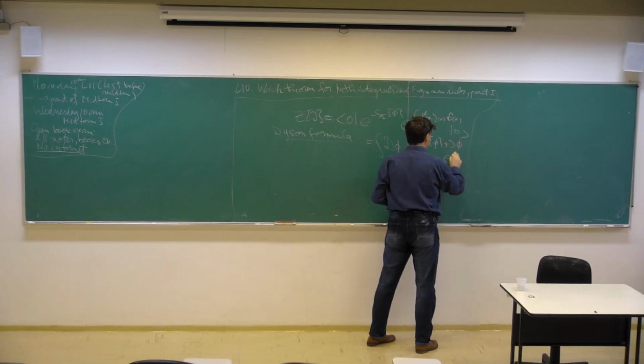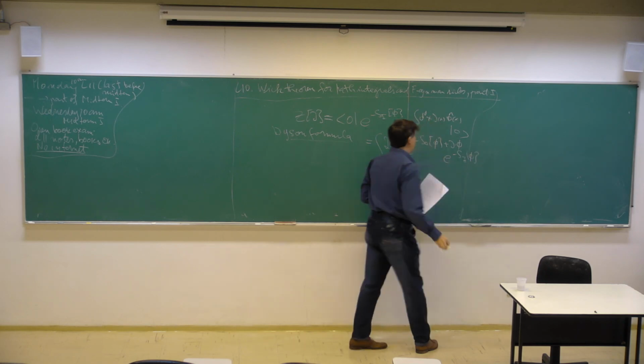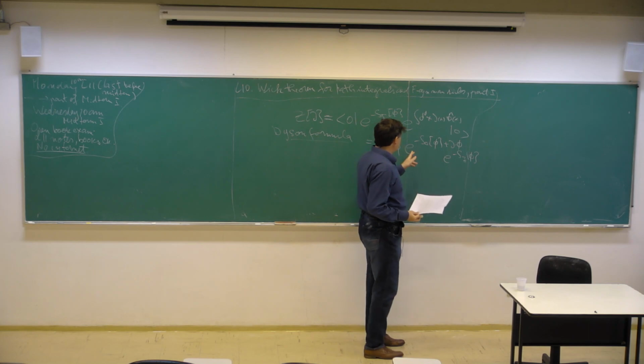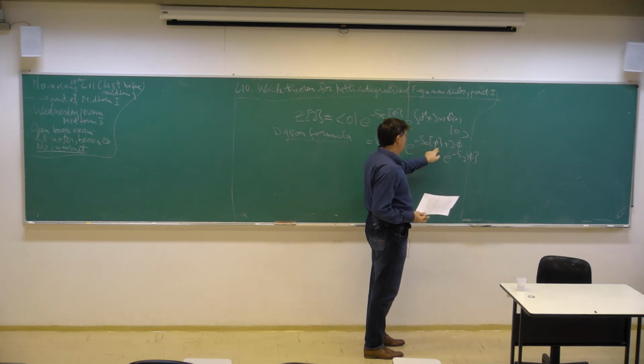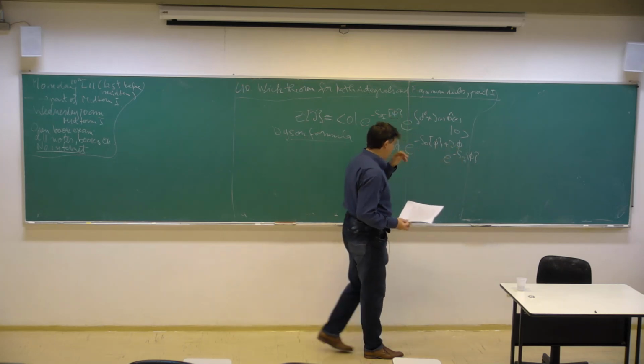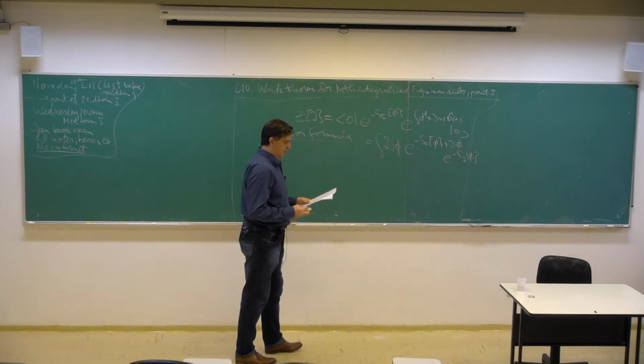So let's think of it this way. The path integral of e to the minus S0 plus J phi, which is a quadratic piece, and then e to the minus S interaction, which is a higher order piece.